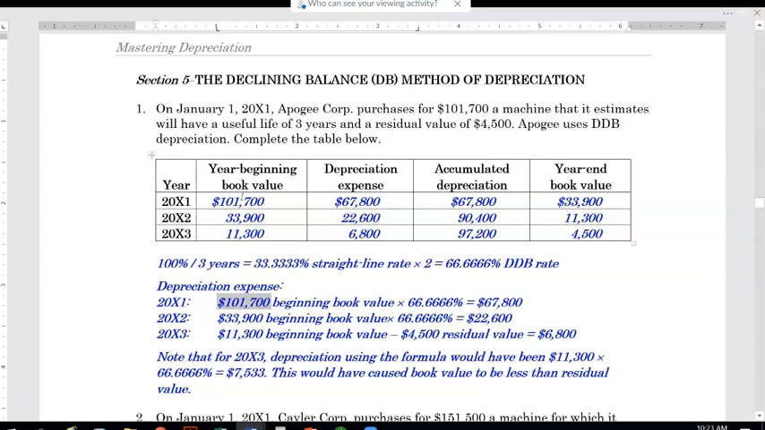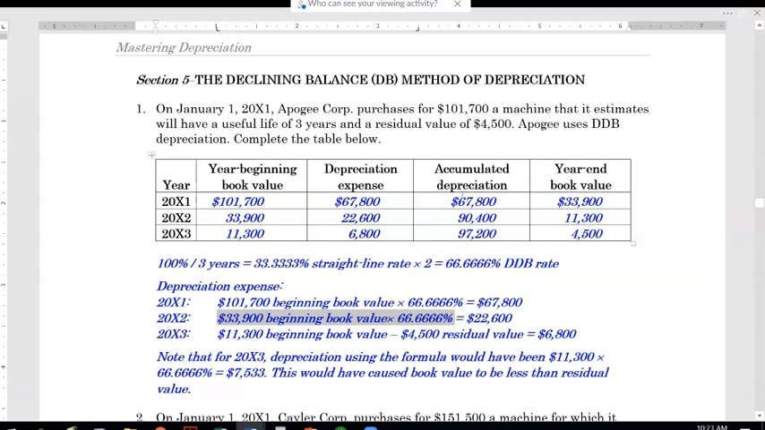So beginning book value is 101 times 66.66%. That gives us the depreciation expense. Accumulated depreciation will be 0 plus 67.8. Year-end book value will be 101 minus accumulated depreciation equals 33,900. For year 2, we bring that 33,900 to the next line. That will be our beginning book value times 66%, equals 22,600 depreciation expense to be recognized.